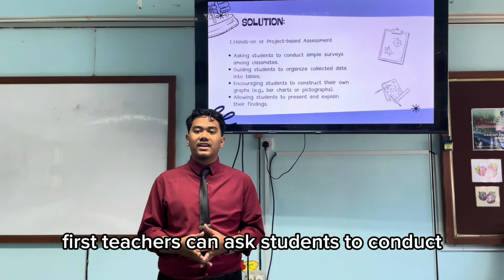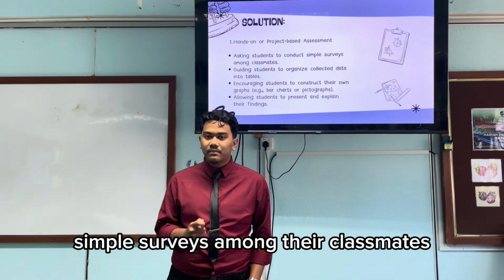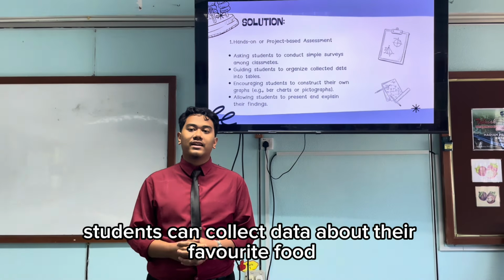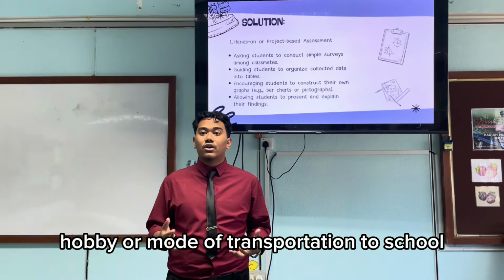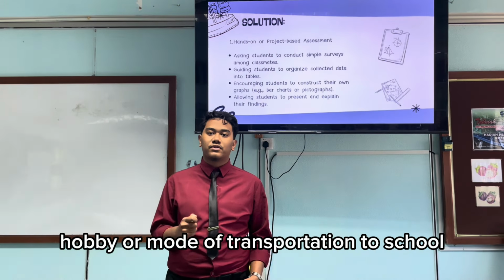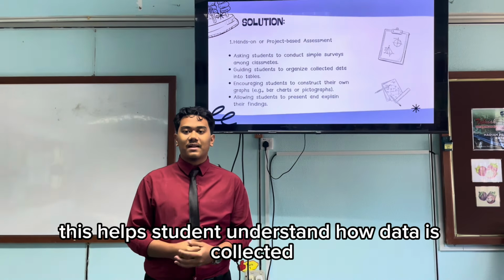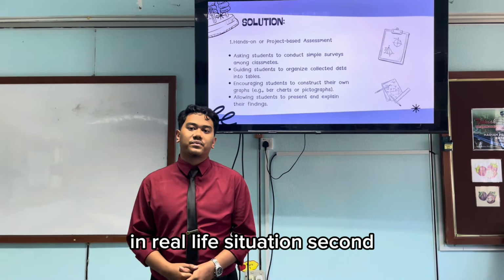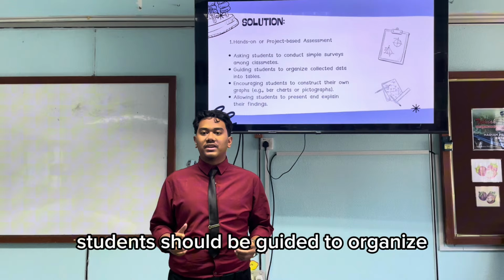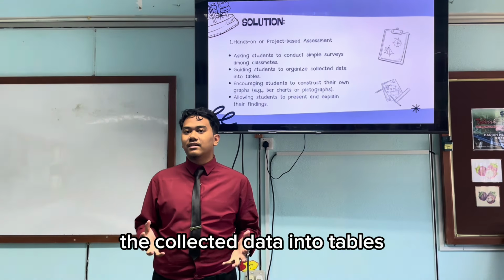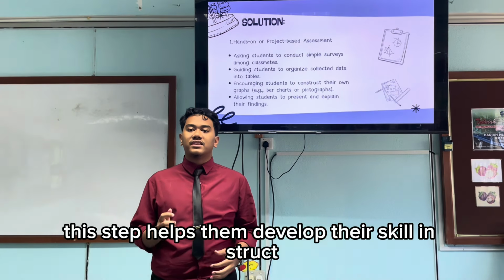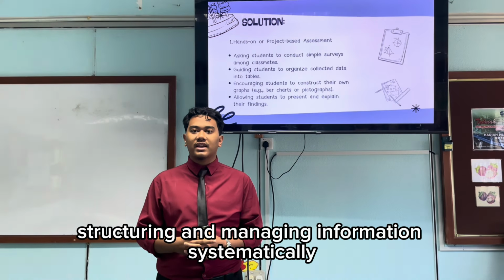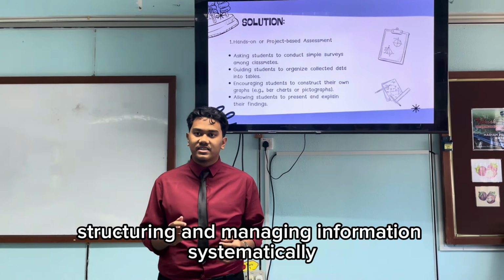First, teachers can ask students to conduct simple surveys among their classmates. For example, students can collect data about their favorite food, hobby or mode of transportation to school. This helps students understand how data is collected in real-life situations. Second, students should be guided to organize the collected data into tables. This step helps them develop their skill in structuring and managing information systematically.